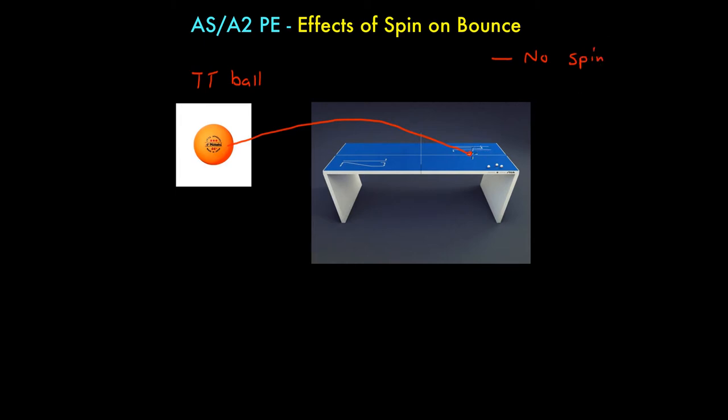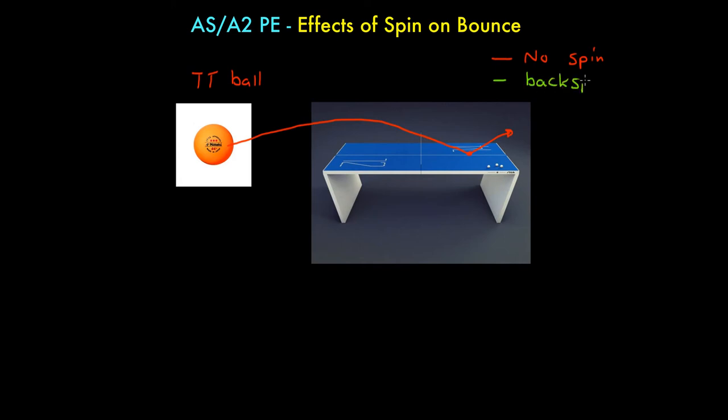What we'd find is that the ball will leave the table at an equivalent angle, so it's going to leave the table at some angle like that. I hope you can see that we've got the same angle coming off the table as we've got going into the table. Now then, what happens if a performer produces some kind of backspinning shot?